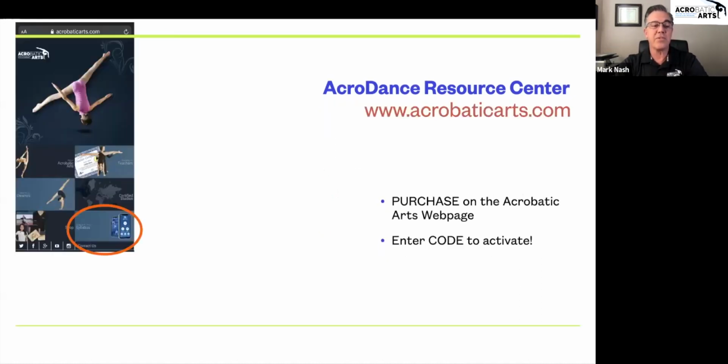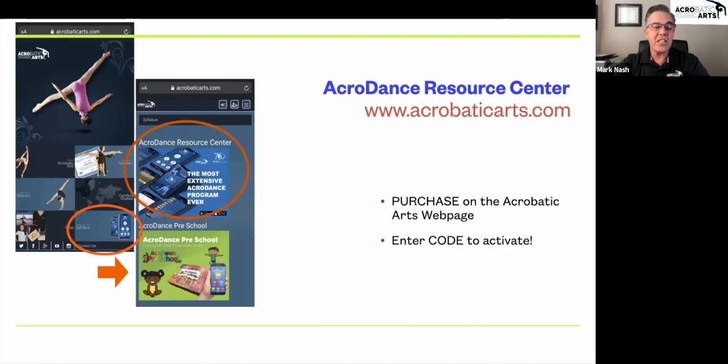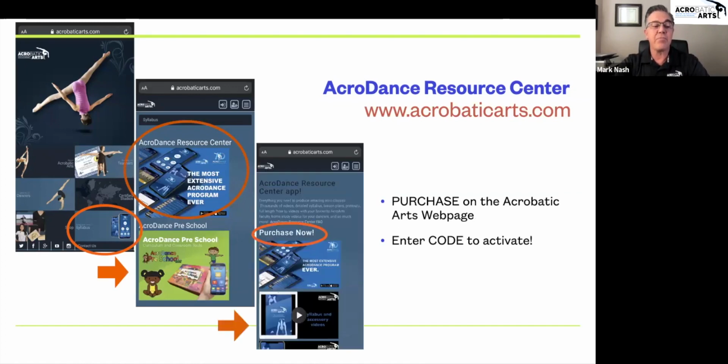So let's go to our webpage real quick. This is what it looks like when you go to our webpage to see the syllabus. You'll see on the bottom right corner of the page that it says syllabus. You'll select that. Then you're going to click on the AcroDance Resource Center option and then purchase now. And as I said, once you purchase it, you will receive a code which will activate your app.